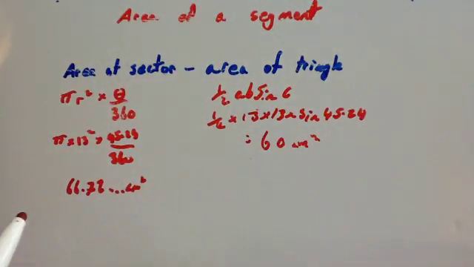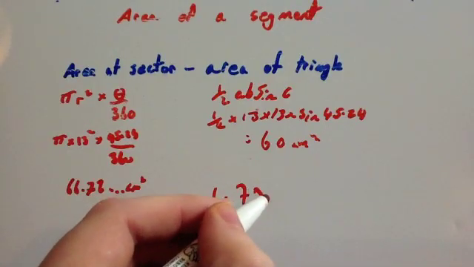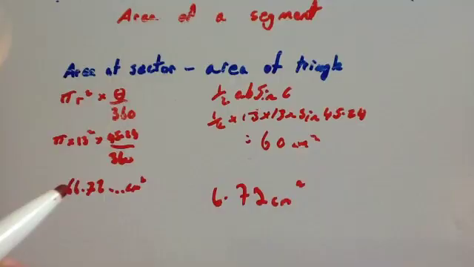So now we just need to take these away. So 66.72 subtract 60 would be equal to 6.72 centimeters squared. If you want to do that more accurately, to make sure it's spot on, use your calculator memory and use the values that way.